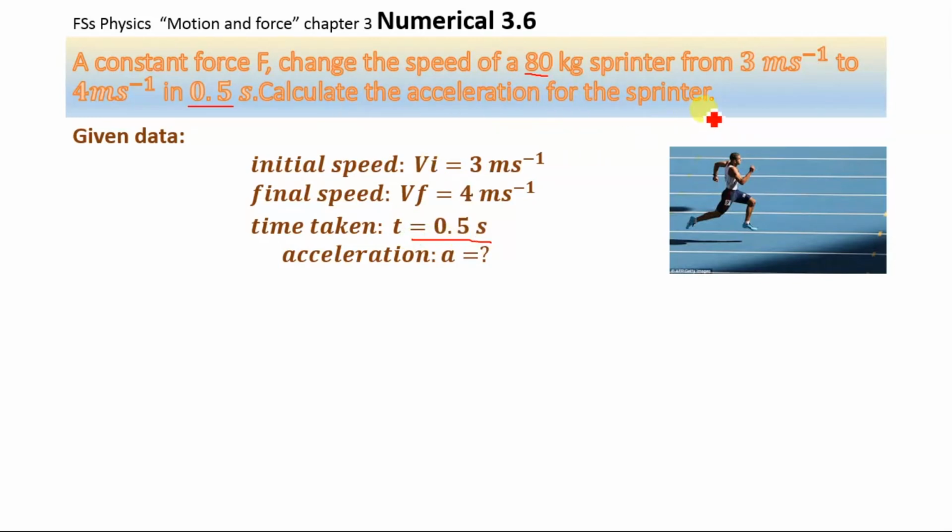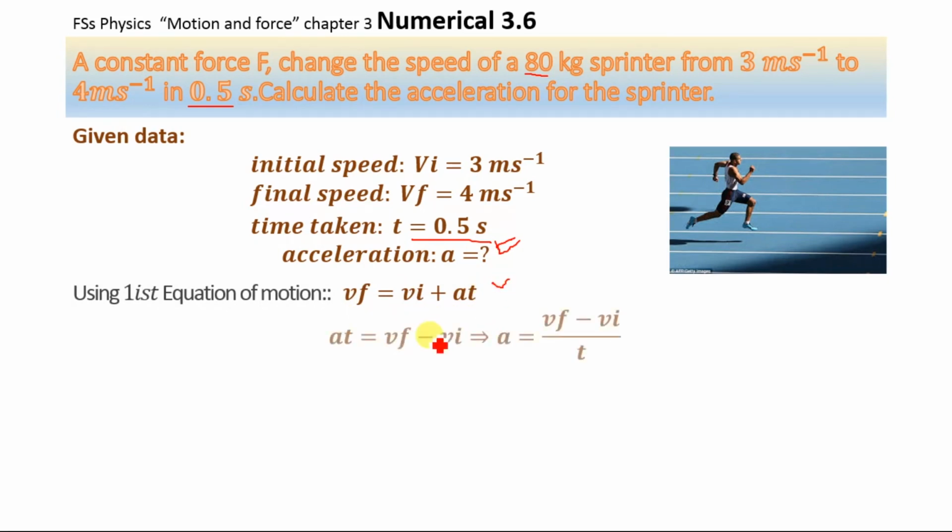Calculate the acceleration for the sprinter. So we are going to calculate the acceleration for the sprinter. For calculating the acceleration of the sprinter, we just use the simple first equation of motion, which is Vf is equal to Vi plus At. Solving this again for A, we will have At is equal to Vf minus Vi. Dividing both sides by t, we will have A is equal to (Vf minus Vi) divided by t.